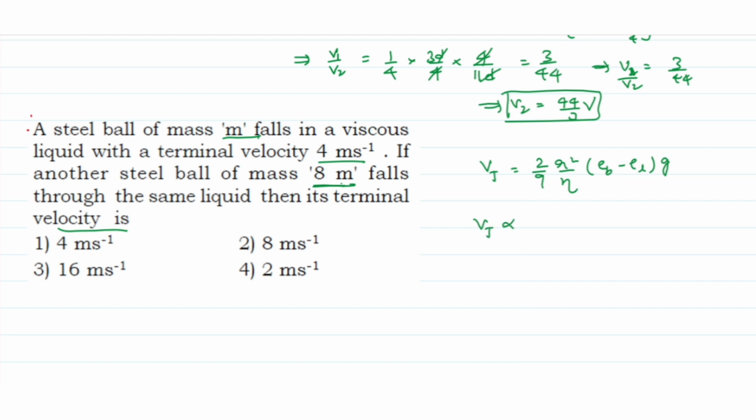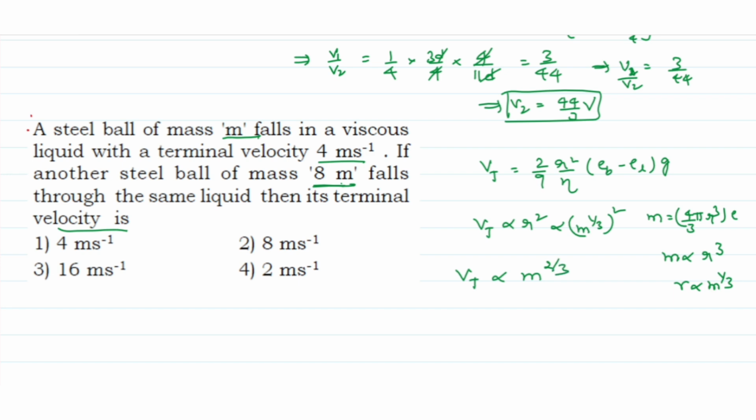Vt, when you are relating to the r value, becomes r square. Mass equals volume into density. The volume of the sphere, the steel ball, will be in spherical shape: 4/3 pi r cube into rho, the density. That means m is directly proportional to r cube. That means r is directly proportional to m whole power 1 by 3. When you take 1 by 3 whole square, I am just relating the terminal velocity with the mass. It becomes m whole power 2 by 3.